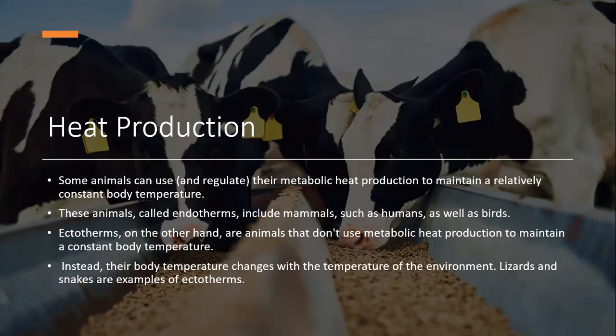This is why you always see lizards closer to the light bulb. Why do you think you always see them closer to the light bulb? Can anybody guess? Okay, correct. That was a recall. Yes. So definitely for heat or for warmth.